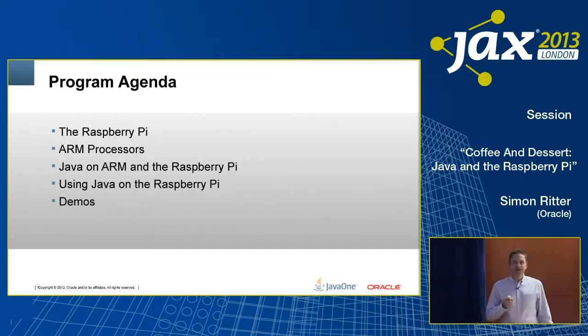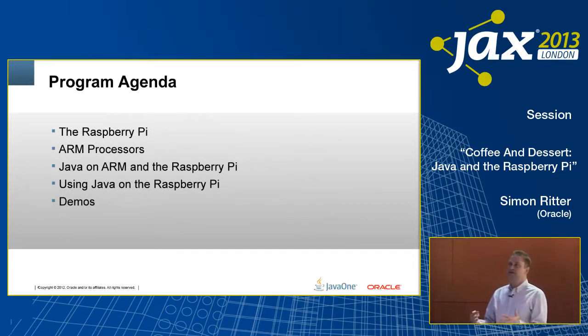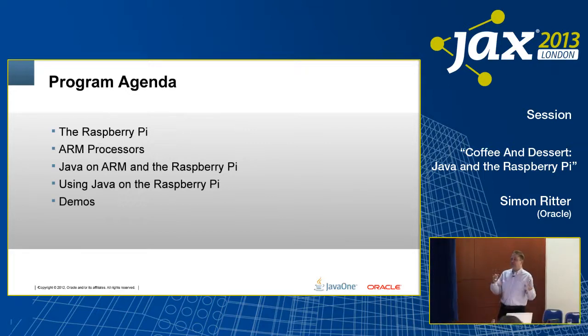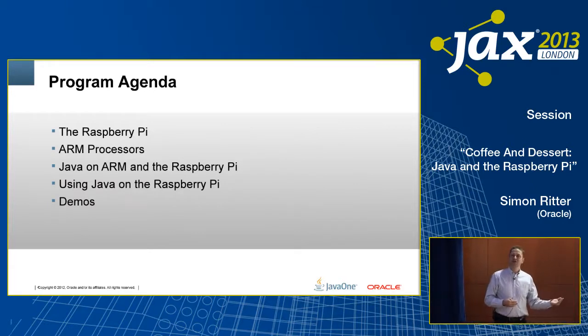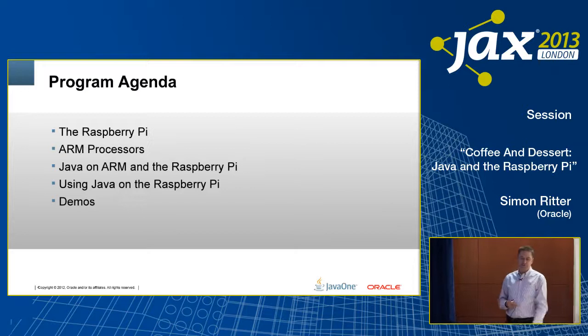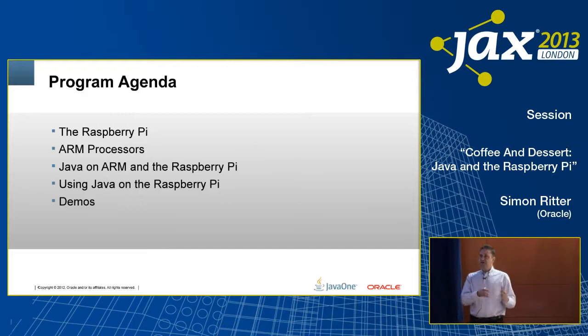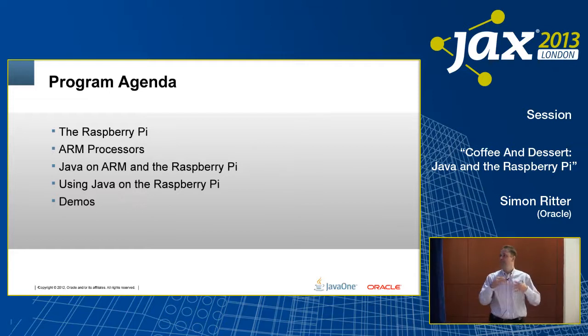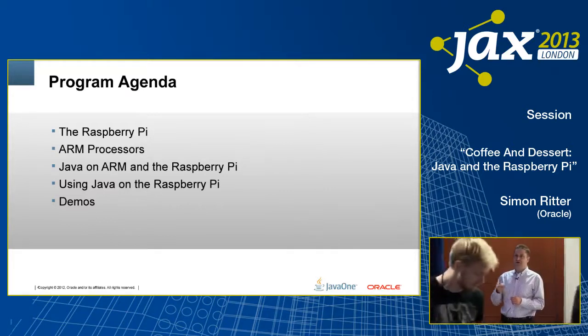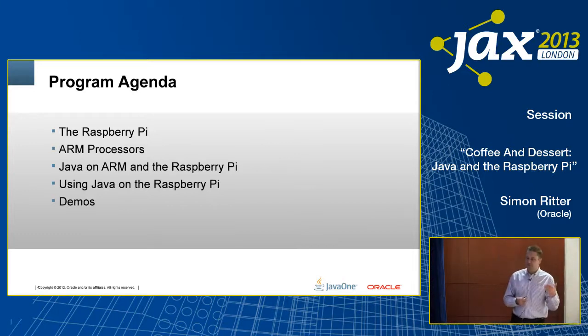In terms of the agenda, I want to talk through a little bit about the basics of the Raspberry Pi and where it came from. The fact that all of you have heard about it is good, but it's worth spending a few minutes on the history and how it came to be, because it's quite interesting. I want to talk a little bit about ARM processors, because that is the heart of the Raspberry Pi, and specifically how that makes a difference. Then we'll talk about Java on ARM processors and some of the things that we've done at Oracle to make Java on the Raspberry Pi work in a more efficient and better way.